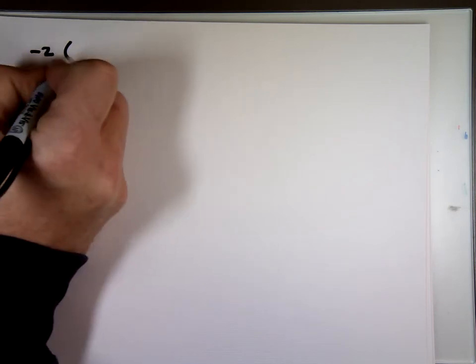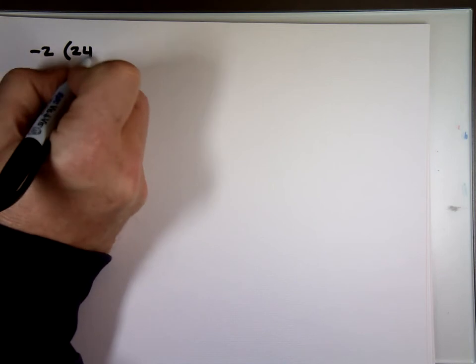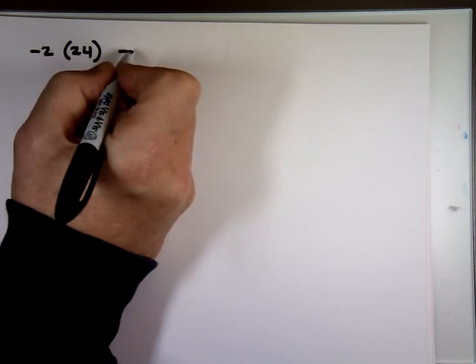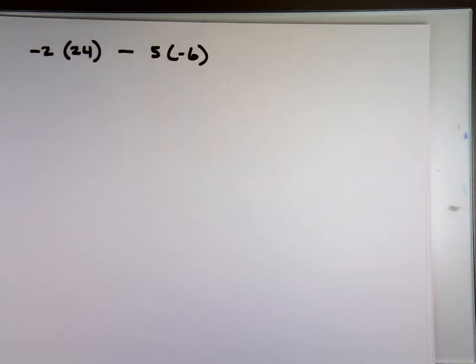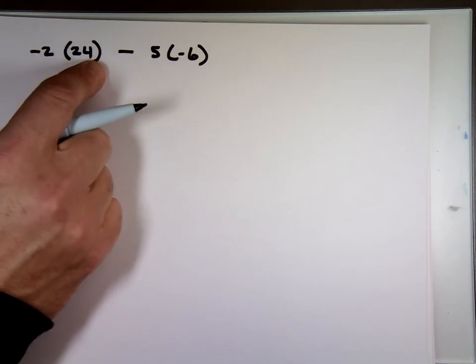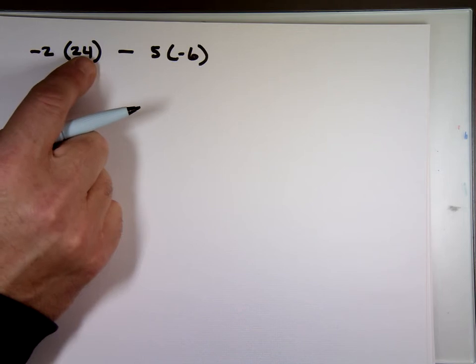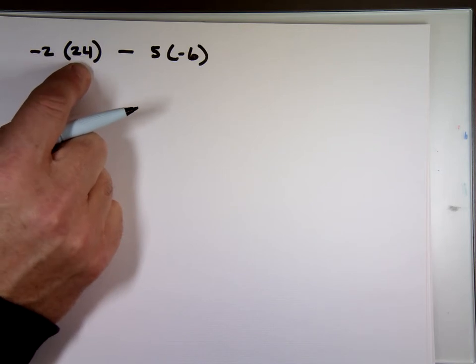I have negative 2 times 24 minus 5 times a negative 6. Now let's look at the problem. Do we see any parentheses? Well, you see these parentheses, but there's nothing inside them to simplify. You can't do anything about the 24. You can't simplify that, and you can't simplify the negative 6.